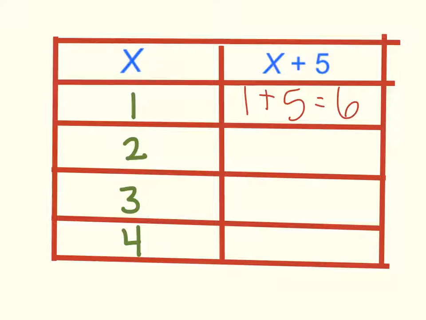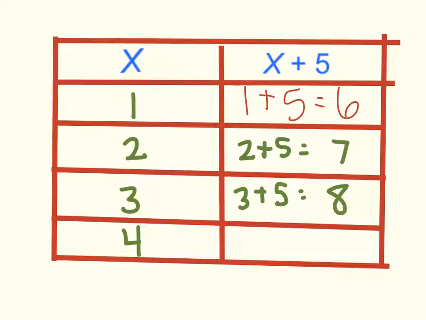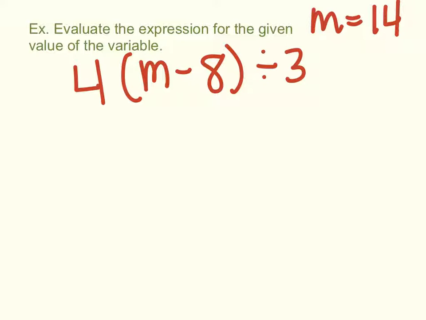So let's try the next one. If x equals 2, then we substitute 2 in for x plus 5, and then we would have 7 as our value. If x equals 3, plus 5, then we would have 8 as the value, and of course if x equals 4, plus 5, then our value would be 9. So that is a very basic and simple way to explain how we're going to be doing these formulas. Sometimes they get a little bit trickier because the expressions can be longer.